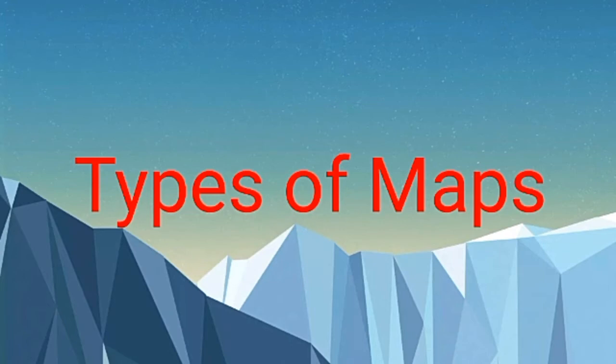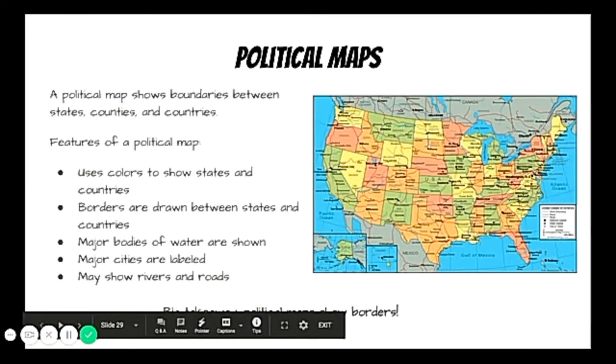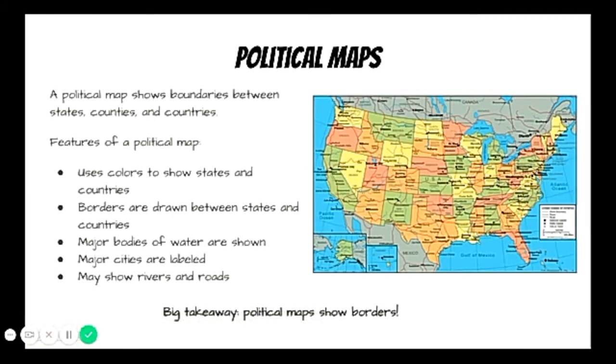So kids, do you know the types of maps? Okay, the first type of map is called the political map. Can you say that after me? Political maps. The next one we have is the physical map. So let's talk about them one after the other. A political map shows boundaries between states, cities, and countries.